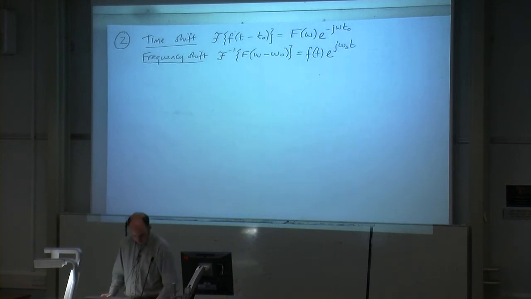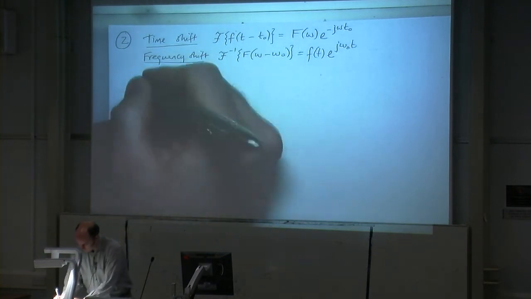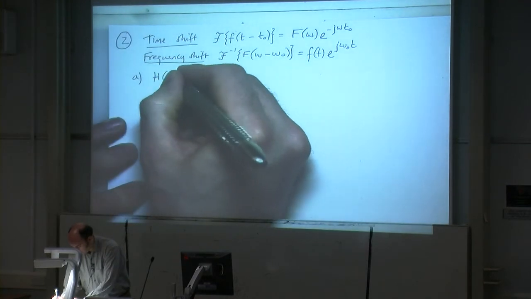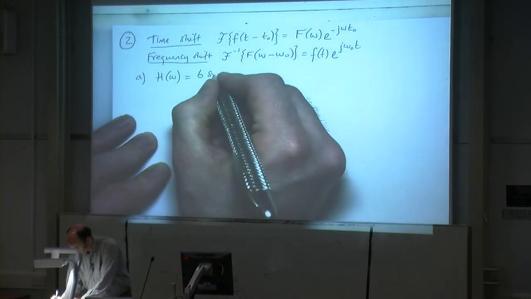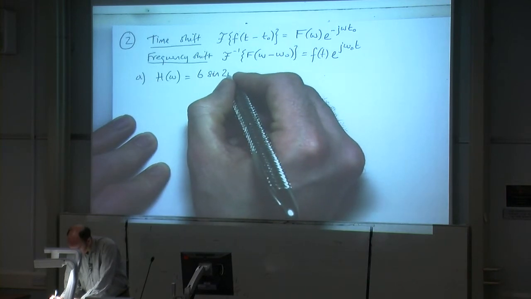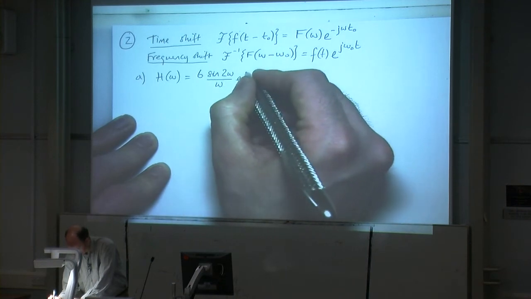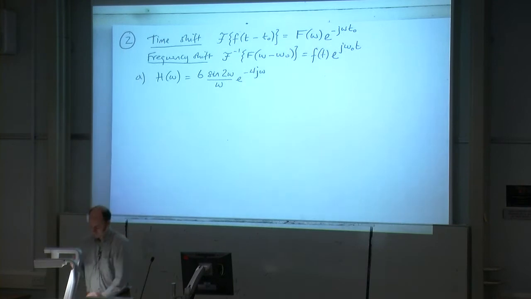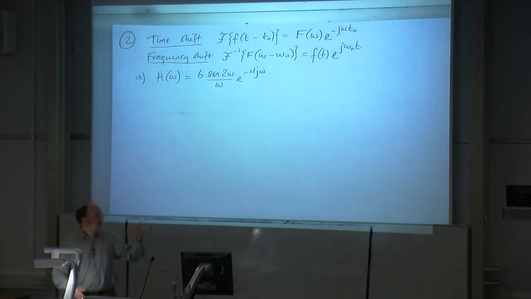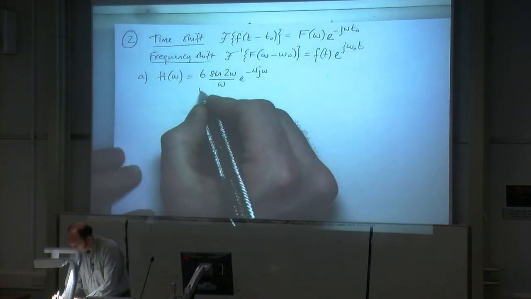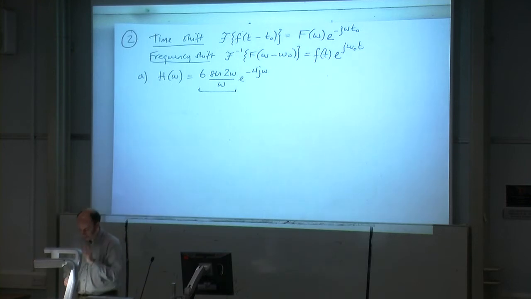And this is example 2. We have to find the inverse Fourier transform of H(omega) in part A. H(omega) equals 6 times sine of 2 omega divided by omega, times e to the minus 4j omega. Now if we wanted to, we could go through the theory, applying the equation, but we can see straight away that this part here is going to be some rectangular function, okay?